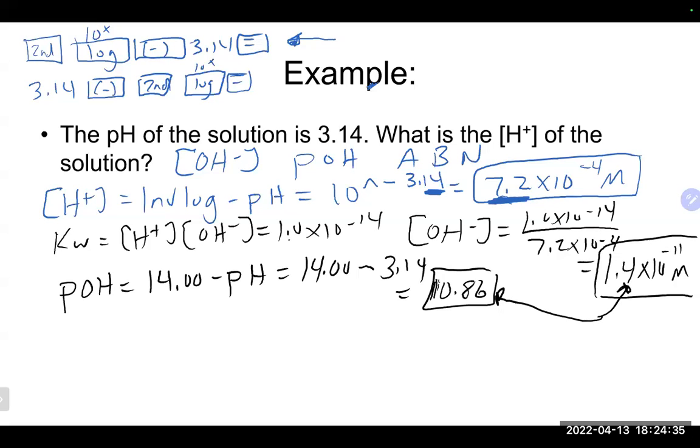So lastly here, acidic, basic, or neutral. It is going to be acidic. That is our pH value, and that definitely is less than 7, so it should be acidic. Question on any of those parts? Yeah.